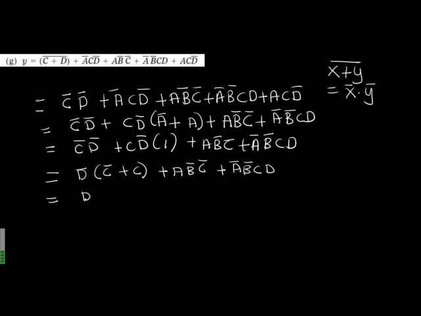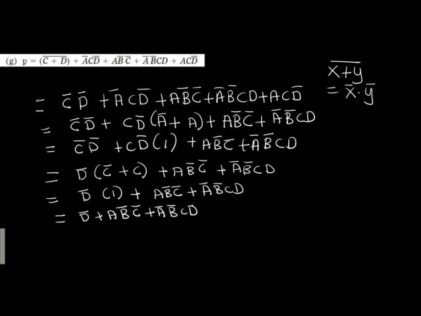Okay, hope you're following, guys. So this is 1, and A, B bar, C bar, or with A bar, B bar, C, D. Do you see any common factor after this? I don't think we have any more common factor. So I'm just going to rewrite this. C bar or with A bar, B bar, C, D. Alright, that will be the final answer.